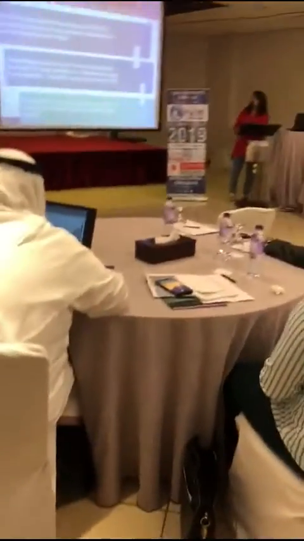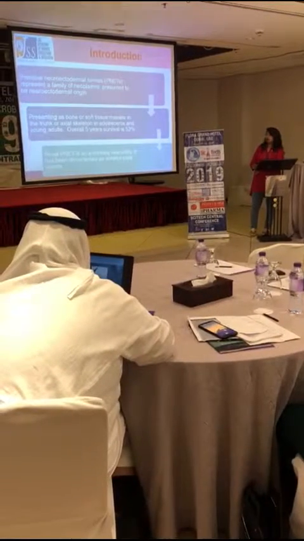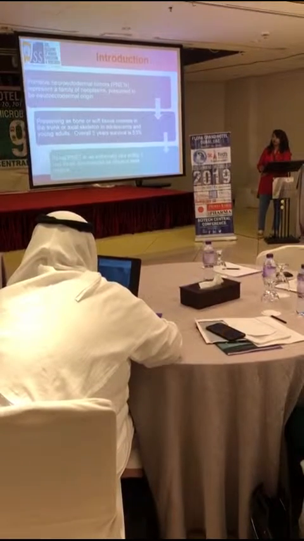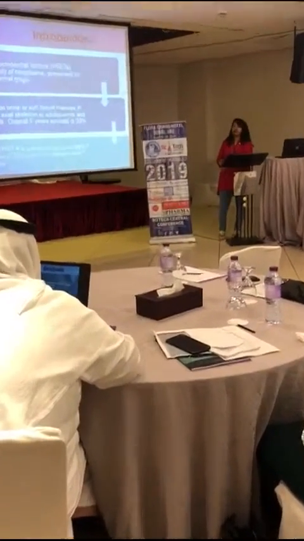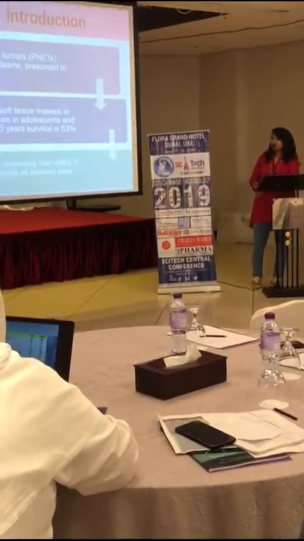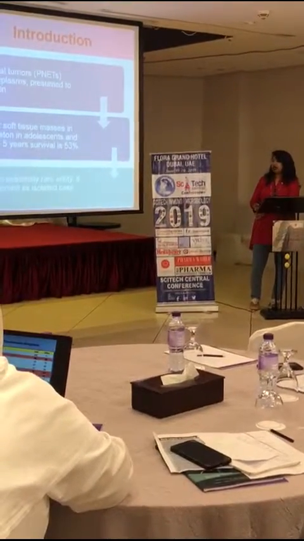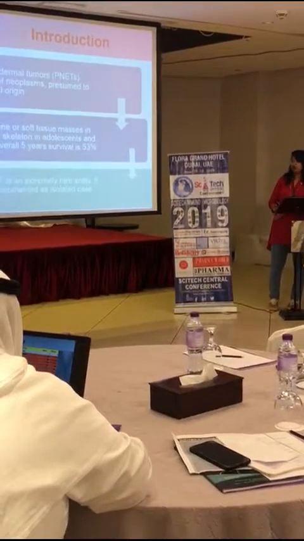They are small size tumors presenting as bone or soft tissue masses in the trunk or axial skeleton, mainly in adolescents and young adults. But the overall 5-year survival is 53%, and the prognosis of these tumors is very bad. So renal primitive neuroectodermal tumor is an extremely rare entity, and it has been documented only as isolated case reports.